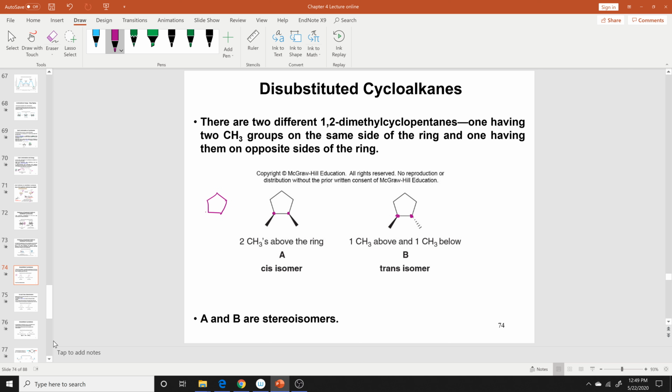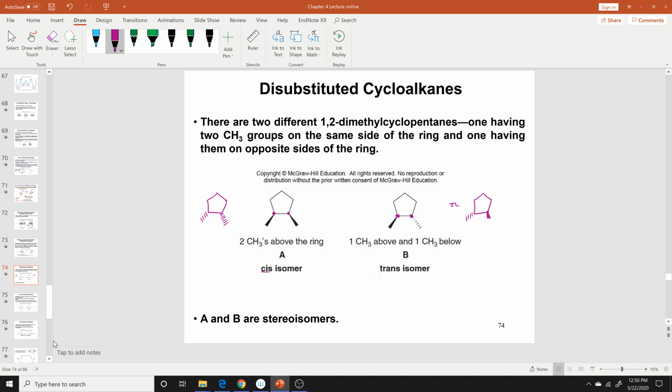I can represent the CH3s being behind like that, or I can represent them to be in front. This means that these two CH3s are still on the same side. They are on the same side behind, or on the same side in front. Or I can represent the CH3s in opposite planes: one in front and the other behind, or one behind and the other in front over there. This is called a trans isomer. This is called a cis isomer. These are two different isomers of 1,2-dimethylcyclopentane.